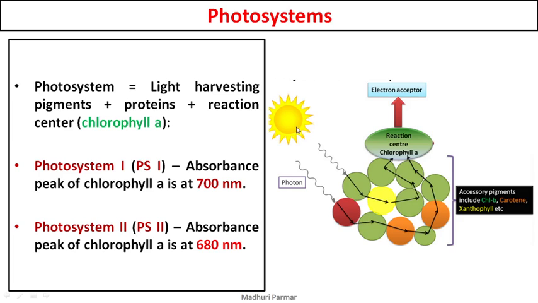In case of photosystem 2, the chlorophyll A absorbs maximum, so it has an absorbance peak at 680 nanometer. It will be absorbing more light in the 680 nanometer wavelength. Clear?